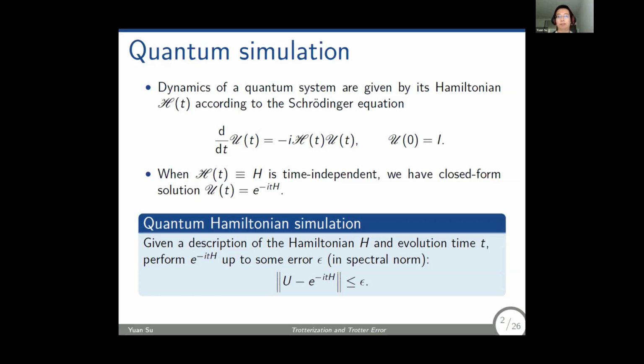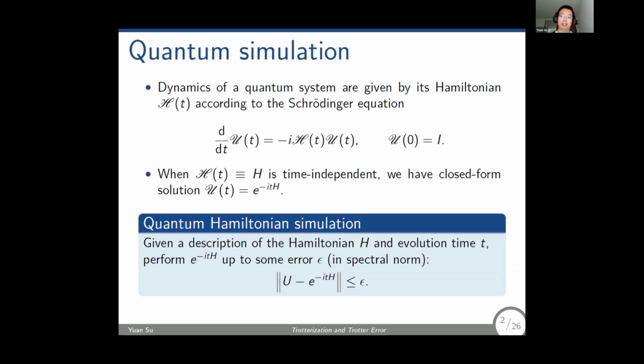So the problem is as follows. Suppose you have a Hamiltonian, let's say H, you have some evolution time, let's say t, and you want to perform this e to the minus iHt up to some accuracy epsilon, let's say quantified by the spectral norm. You have already heard of this problem in Nathan's tutorial. This problem seems very straightforward, very easy to solve, but actually it's quite difficult for classical computers.